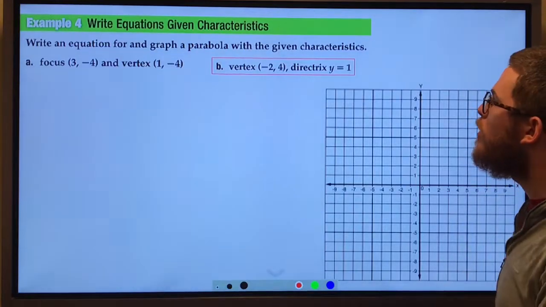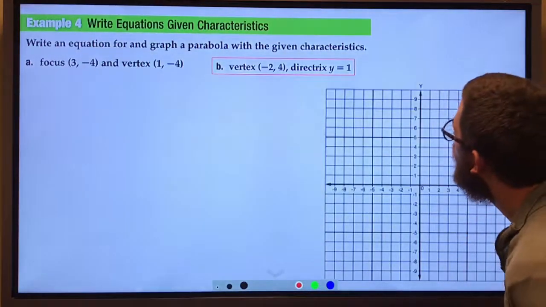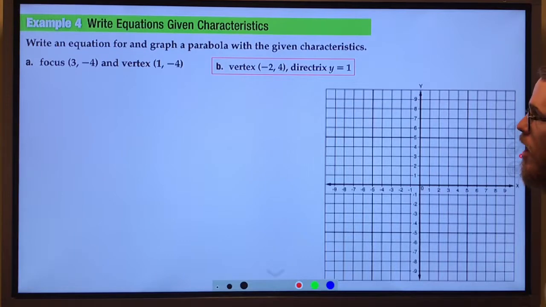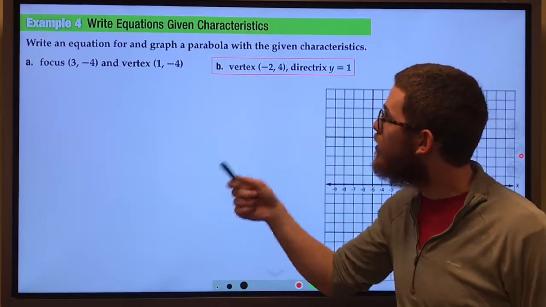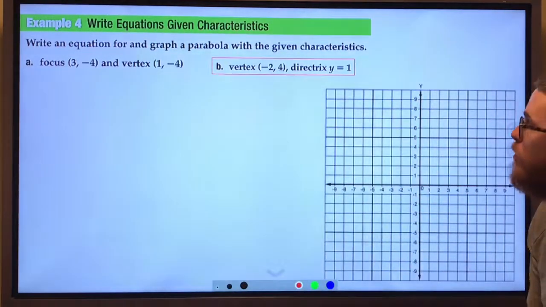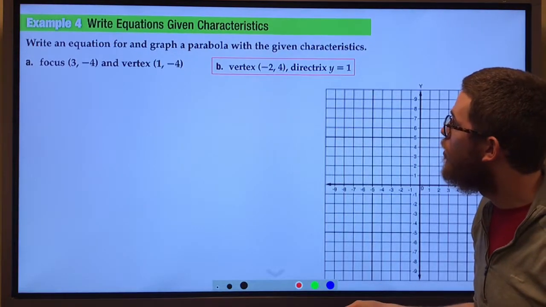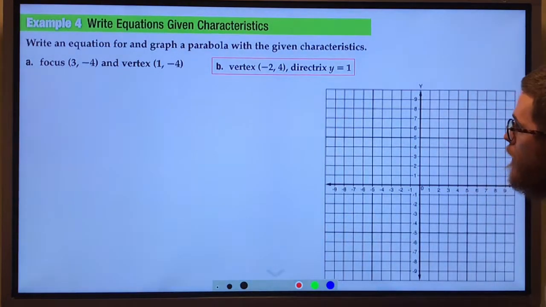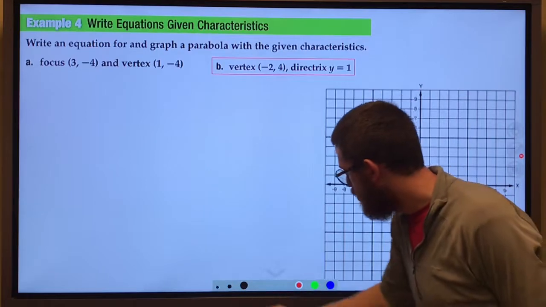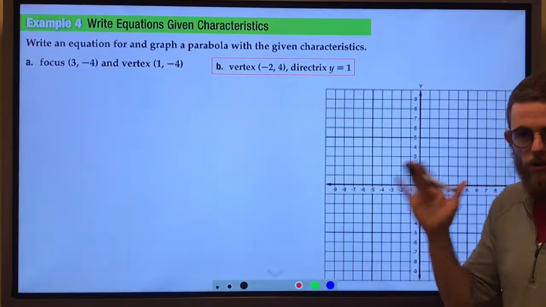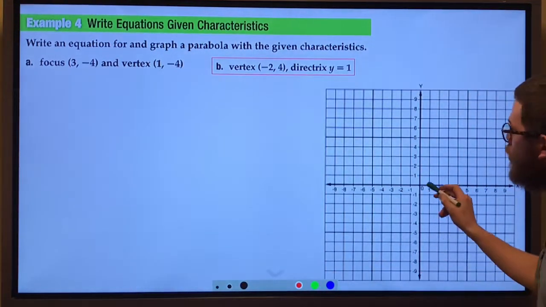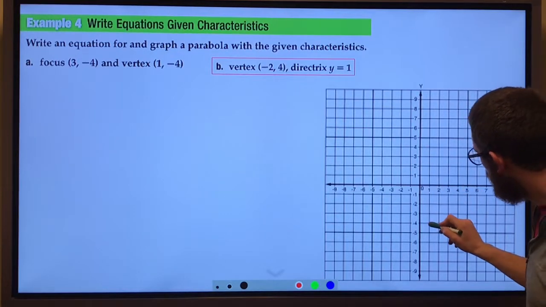Here it says write an equation for and graph a parabola with the given characteristics. So this first one here, we're given a focus of 3, -4. We're given a vertex of 1, -4. So if we just think about this, look at it on the graph. We'll just try to understand this by looking at the graph. The vertex is at 1, -4.